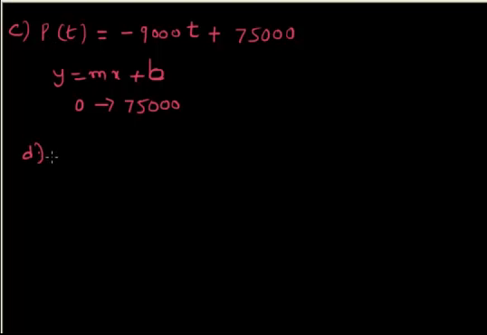For the D part, the rate of change of P with respect to T is nothing but the rate of change, that is minus 9,000 dirhams in this case, per year. The rate of change is per year.